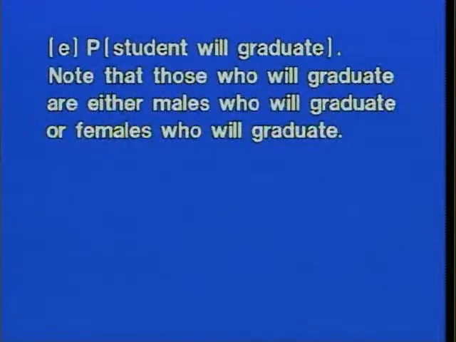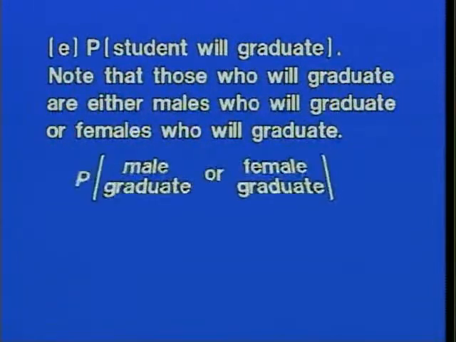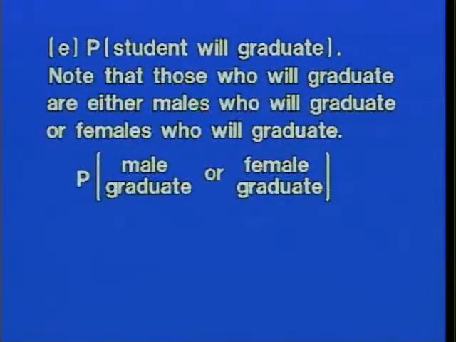What about the probability that a student will graduate, period, regardless of gender? It's important to understand that this is regardless of gender. And it turns out that we're going to look at the problem like this. We want to notice that those who will graduate are either males who will graduate or females who will graduate. And we can write it like this. The probability of being a male graduate or a female graduate is what we're talking about here.